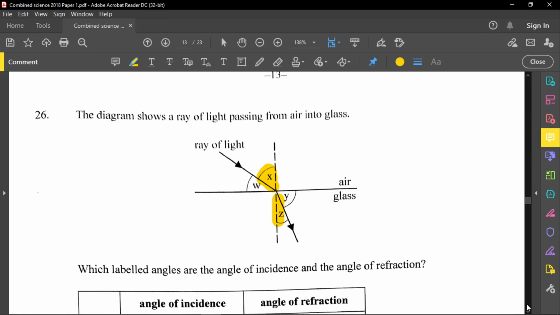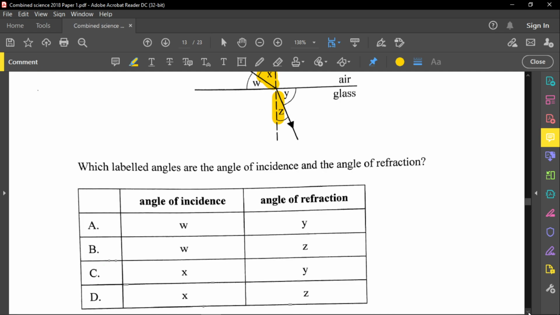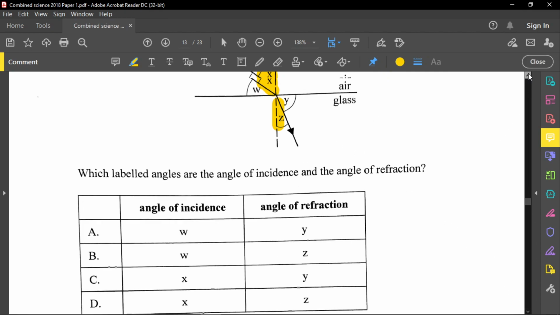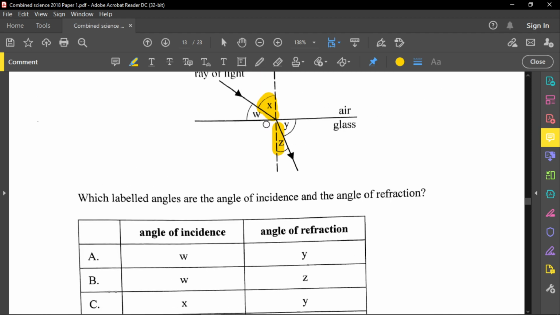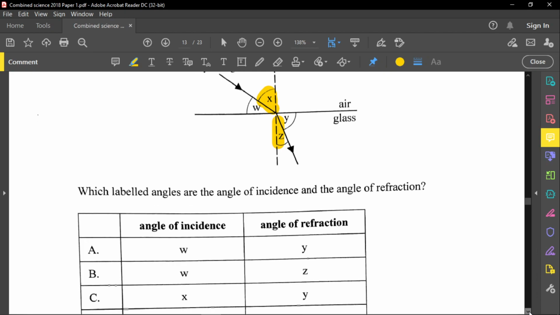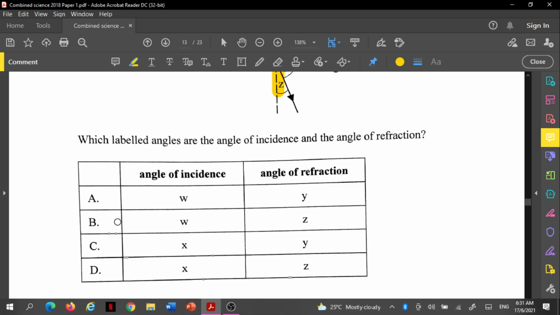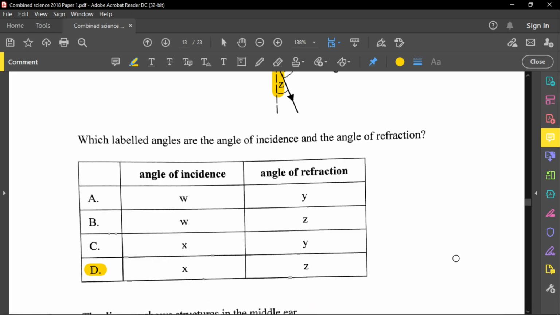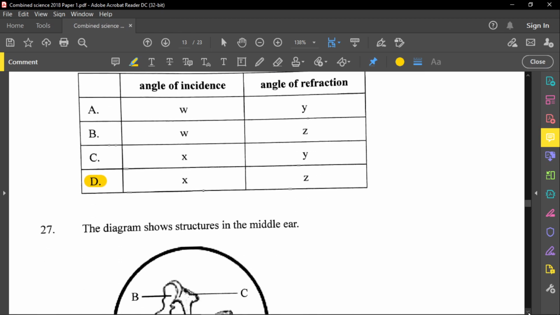It says, which labeled angles are the angle of incidence and the angle of refraction? X is the incident angle, that is going in, and refraction is what is coming out. Going in is incident, coming out is refraction. So the angle of incidence is X and refraction is Z. So X and Z respectively is D. Great. Now let's go to question number 27.